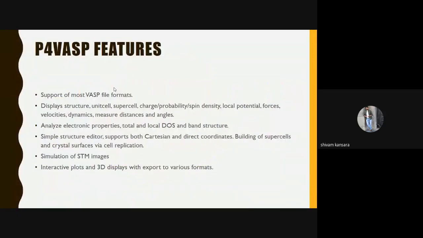To start the DFT calculation, we have to know about P4VASP structure because this is the basic software to make the structure. If we don't know how to make a structure, the density functional theory (DFT) calculation is likely impossible. P4VASP supports VASP files, and we can display structure, unit cell, supercell, as well as the local density approximation and density of states and band structure. So these are the features.